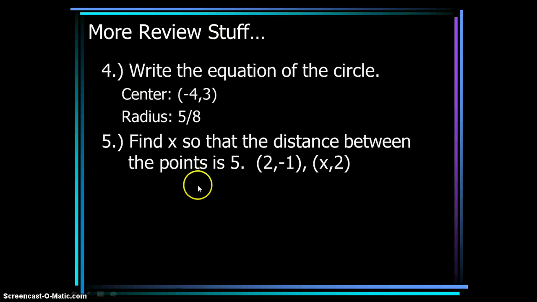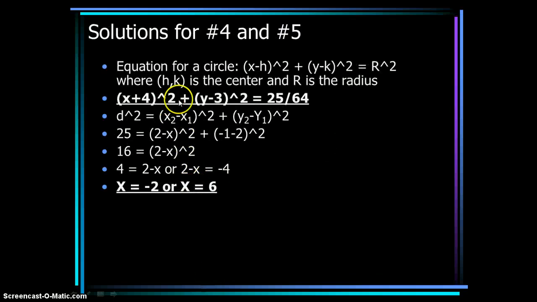Next problems. Write the equation of the circle, and then a distance problem. For number 4, equation of a circle, if you remember from, I don't know whether that's trigonometry or algebra 2, is x minus h quantity squared plus y minus k quantity squared equals r squared, where h, k are the coordinates of the center, and r here is the radius. So this becomes a very simple problem. You just put in the points that you're given and you square the radius, and you get x plus 4 quantity squared plus y minus 3 quantity squared equals 2564. So most of you got that right.